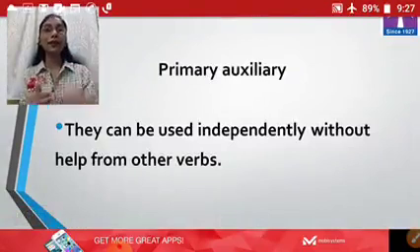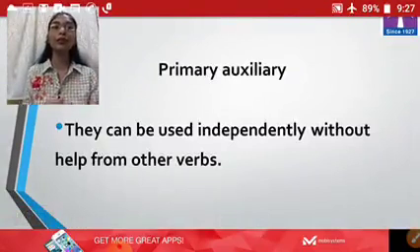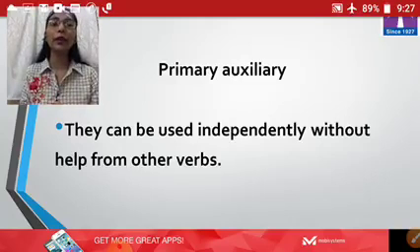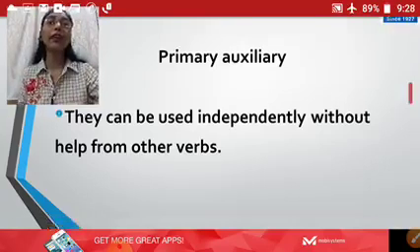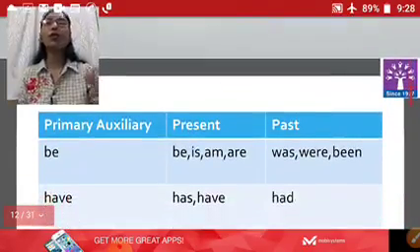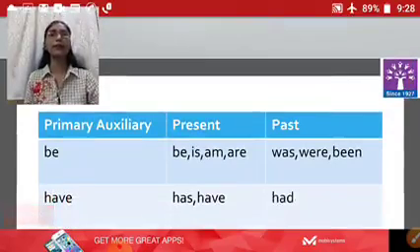They are divided into two types: primary auxiliary and modal auxiliaries. Now let's get acquainted with what we understand by primary auxiliary. They can be used independently without help from other verbs, right? They can be used independently, or they can also work as the main verb in the sentence, or they help the main verbs in the sentences.